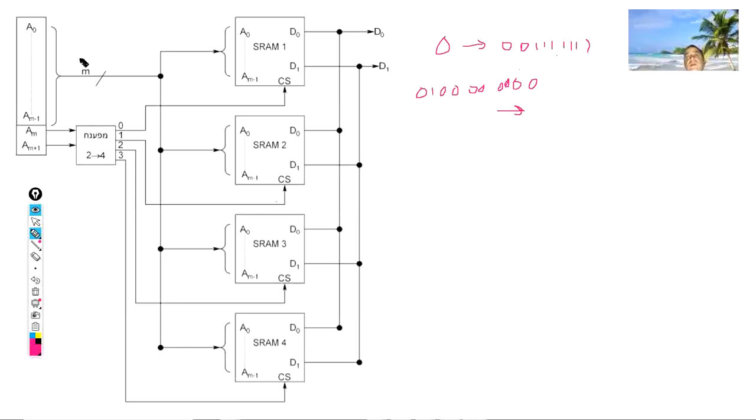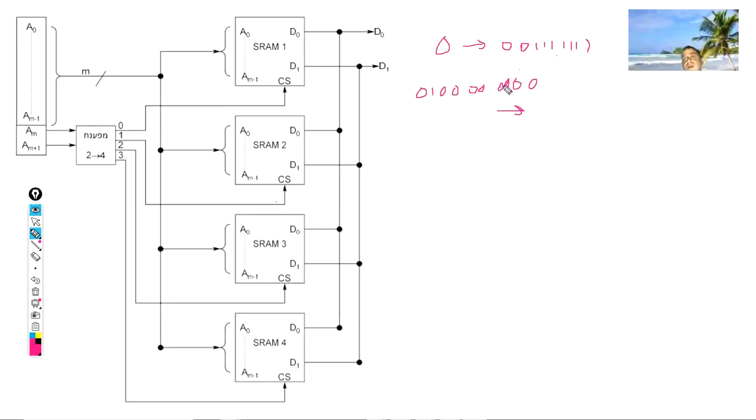The range of addresses in here that refer to this one. The range of addresses in here is from 0 until 10 ones. But not all of them refer to this one. Some of those refer to this one, and some of them refer to that one. So the question was, what is the range of addresses over here that refer exclusively to this block of memory? So the answer is from 0 until 0011111, because these have to be zeros. And this is a 10-bit address. This is 10 zeros, really.